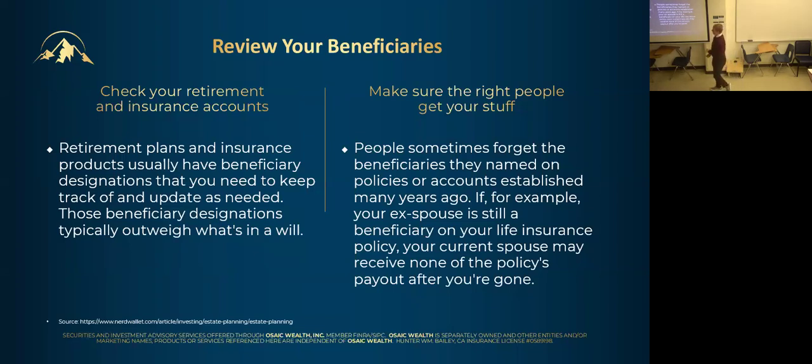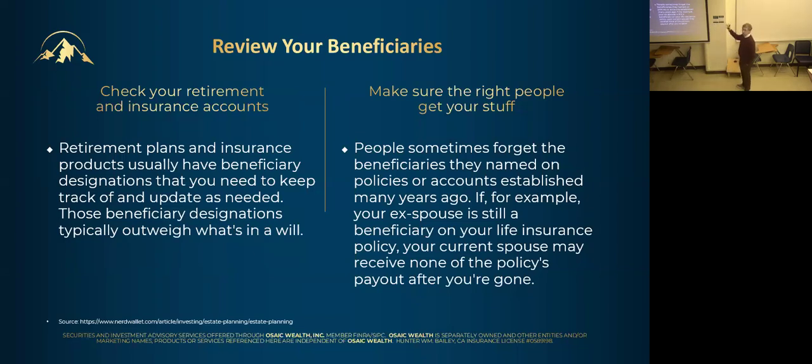These beneficiary designations typically outweigh what's in a will. So if a beneficiary designation says something and your will says something else, that beneficiary designation is going to win because it is a contract. It's following what's called contract law, which is essentially saying that there was a contract signed to deliver these assets to this person between you and this institution. A will is not as strong as that contract. So that beneficiary designation is going to win every time. Make sure the right people get your stuff.